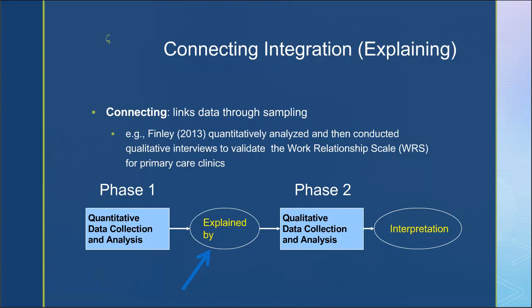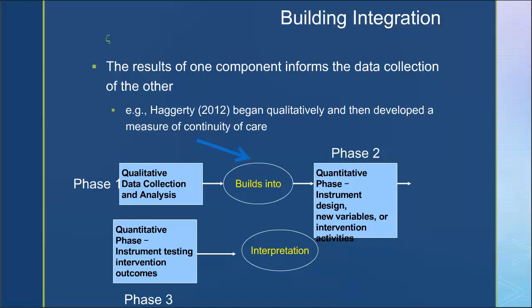So we see this often in this diagram we see here at the bottom, and I'm going to try to point to this, where we have phase one, which is a quantitative phase, and we're trying to explain those quantitative results in more detail by planning this qualitative follow-up phase. So this is an explanatory sequential mixed method study. And then of course we're making an interpretation at the end. An example that we'll see a little bit later is by Finley and colleagues, quantitatively analyzing and then conducting qualitative interviews to validate a scale. So to validate those initial quantitative results.